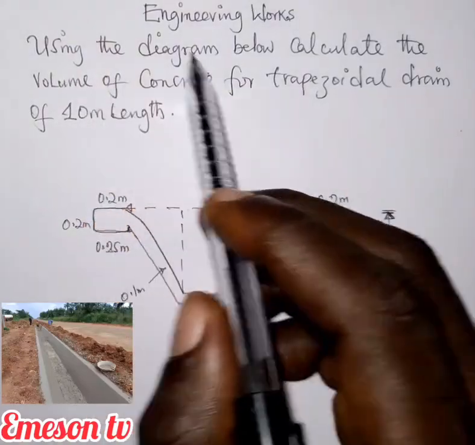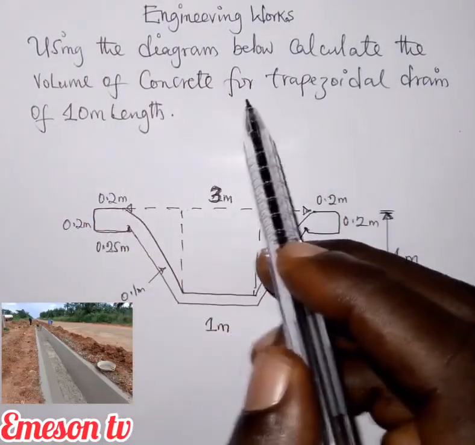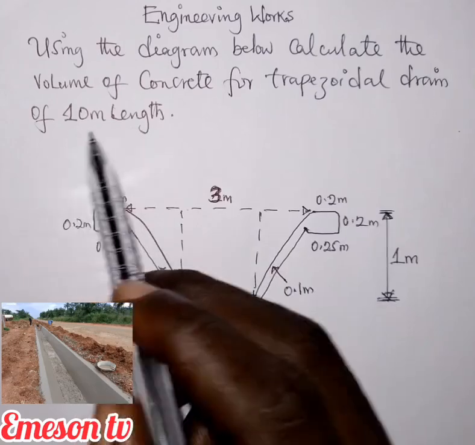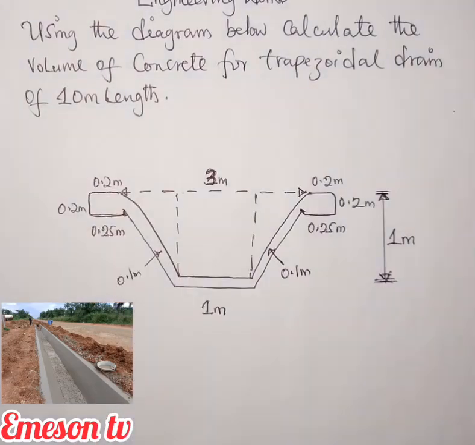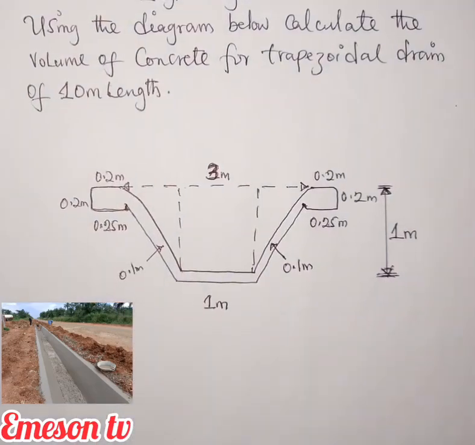Question is this: using the diagram below, calculate the volume of concrete for a trapezoidal drain of 10-meter length. The equation is simple to solve. This is what you're expected to do.